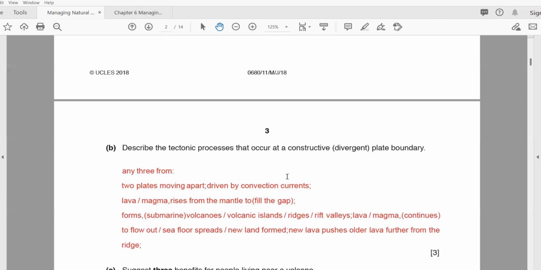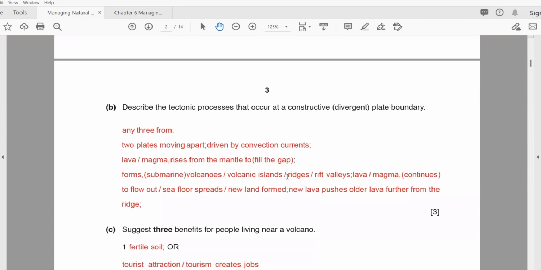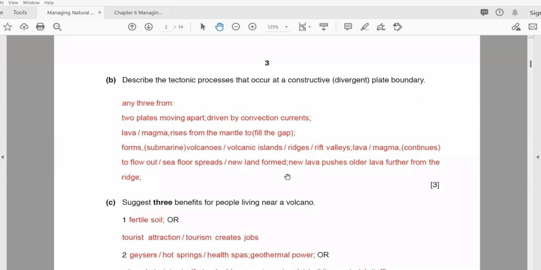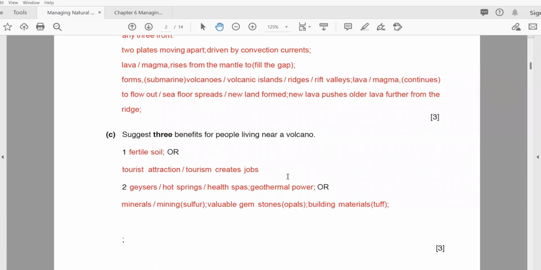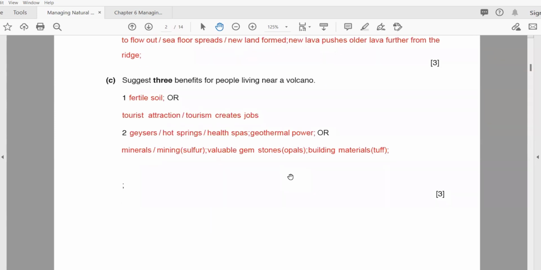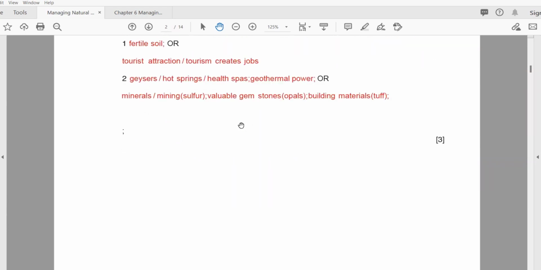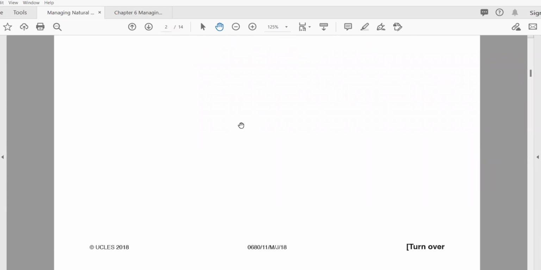Tourist attraction, tourism, okay, hot springs, health spas, geothermal energy, minerals. Because when the volcano erupts and the lava comes out, it also brings a lot of metals from under the ground. So that can be a reason also. Understand now? So you can write any three from here because it's 3 marks.